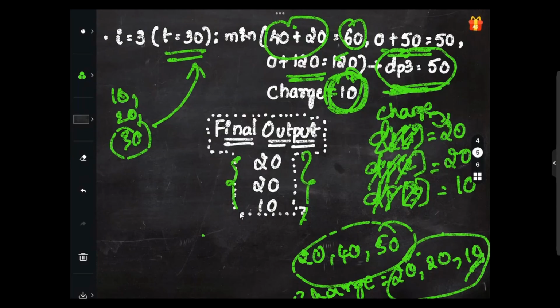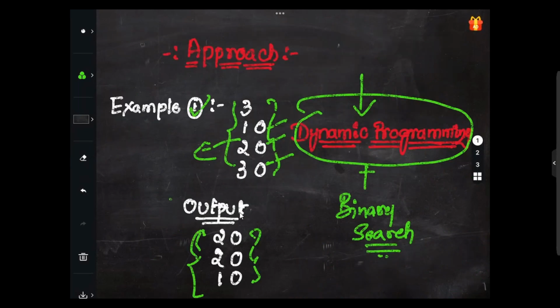So 10 for the last one, sorry. So this will be 20 20 10. The output that we got here is 20 20 10, which is equivalent to the output that they have given for the first example within the question. Simple, right? The output that we got here is 20 20 10, which is equivalent to the output that they have mentioned for the input one within the example or within the question basically, right?